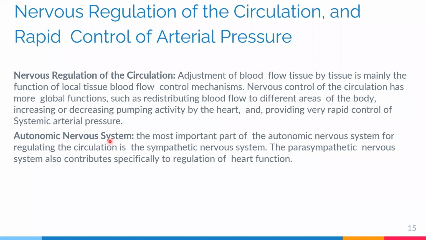The most important part of the autonomic nervous system for regulating circulation is the sympathetic nervous system. The parasympathetic nervous system also contributes, specifically to regulation of heart function. If we remember the previous lectures, the autonomic nervous system is the involuntary nervous system over which we have no control. This is divided into two parts. The first is the sympathetic nervous system. The other is the parasympathetic nervous system.